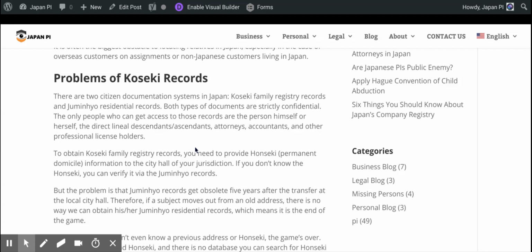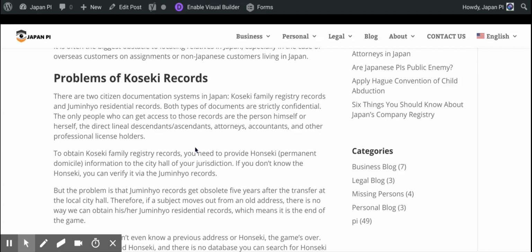Kiseki and Jumonhyo. A Kiseki is a Japanese family registry. It records the births, acknowledgments of paternity, adoptions, disruptions of adoptions, deaths, marriages, and divorces of all Japanese citizens. All Japanese citizens are required to set their Hanseki permanent domicile in Japan and report all family events to the local city halls where they have set their Hanseki.